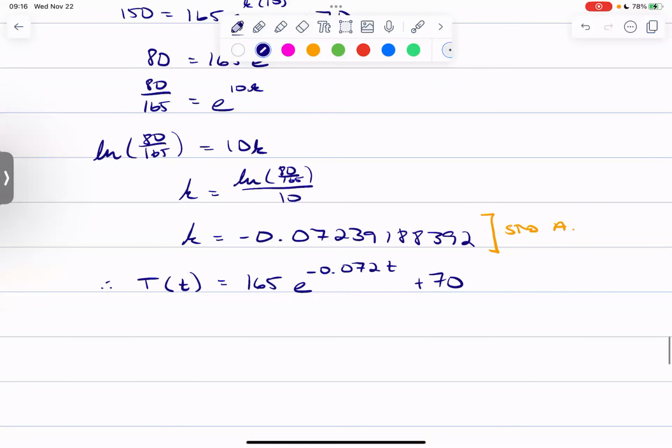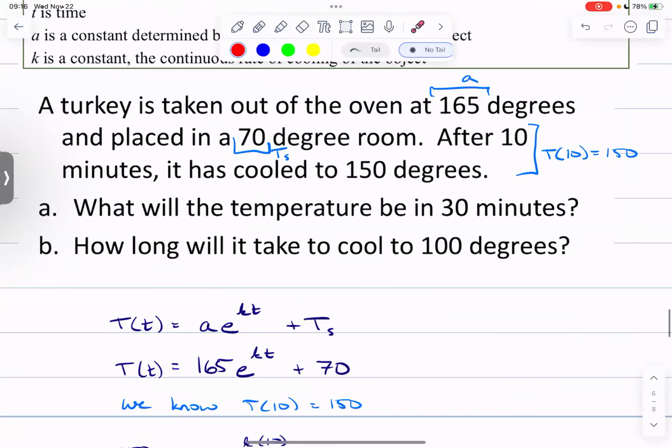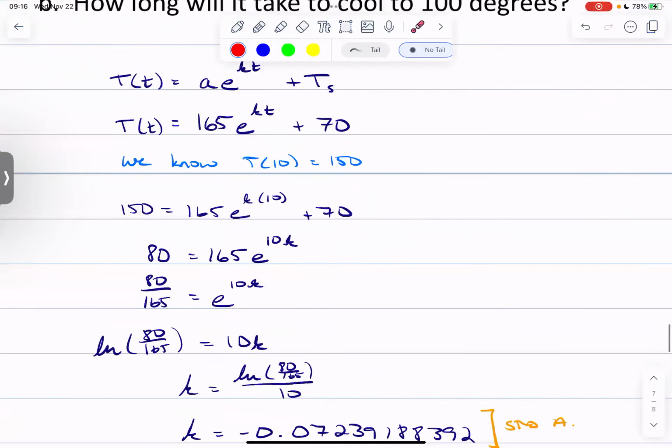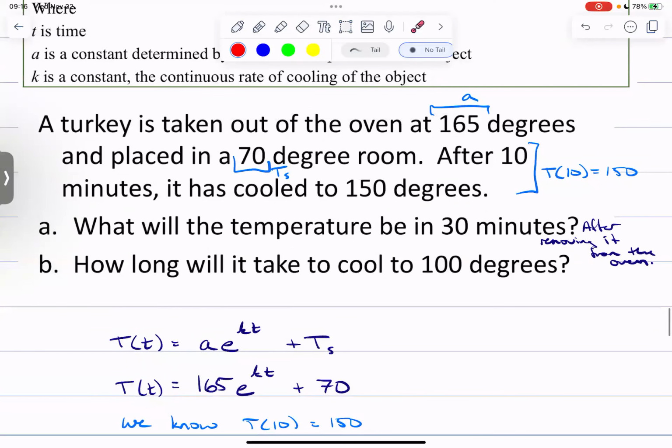Now I can use this to solve what will the temperature be in 30 minutes, presumably after removing it from the oven. We've got this after 10 minutes, but we just want to think about 30 minutes after we remove it from the oven.